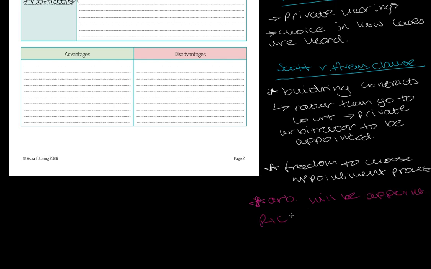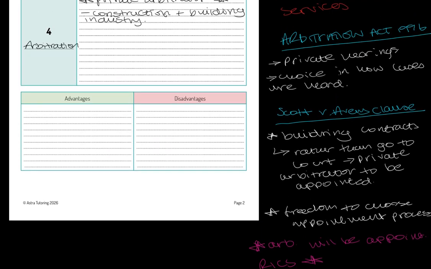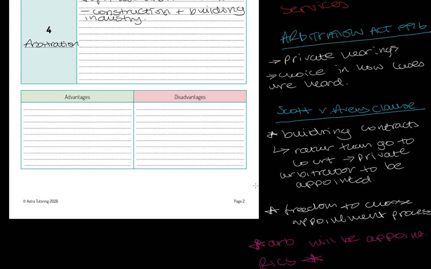by the RICS, the Royal Institute of Chartered Surveyors. Chartered surveyors are meant to have a deep knowledge of buildings and contracts, etc. So they will usually have to be a surveyor under the RICS scheme. Now, the reason I've got the advantages and disadvantages box under arbitration is because there's been a pattern of exam boards looking at arbitration as a whole and wanting students to focus on the advantages and the disadvantages of arbitration. So that's what we're going to do for the last bit of this video.